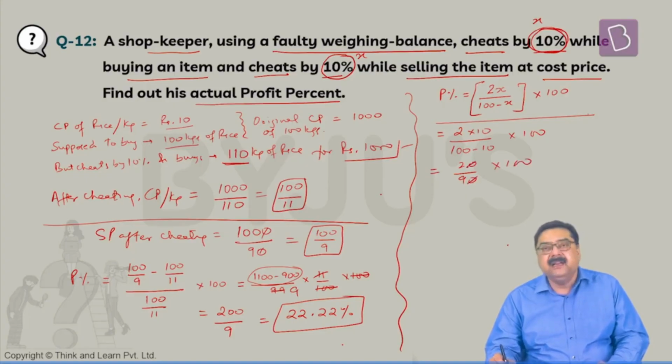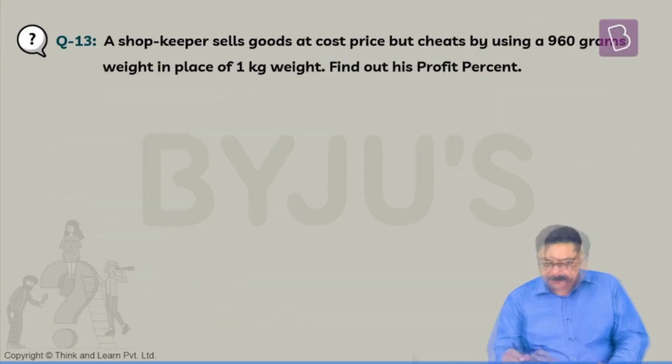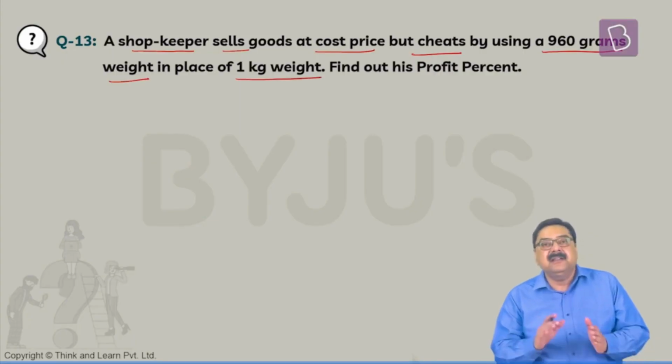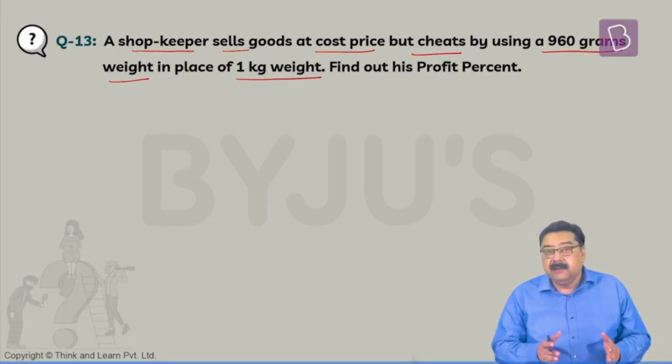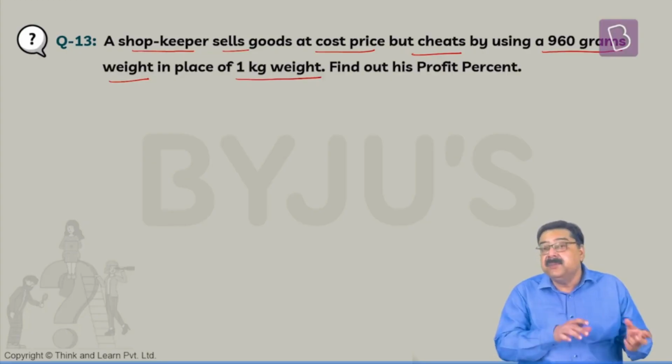So 2 by 9 into 100, we should know it is 22.22%. Now look at this one. A shopkeeper sells goods at cost price but cheats by using a 960 grams weight in place of a 1 kg weight. So this is another type in which cheating is happening and a question has been made, but this is different from the last one.